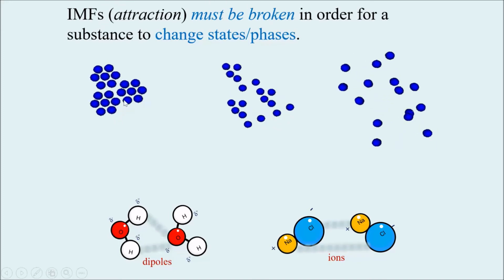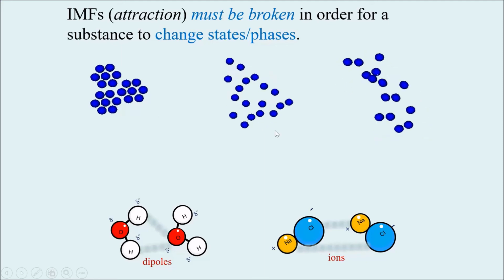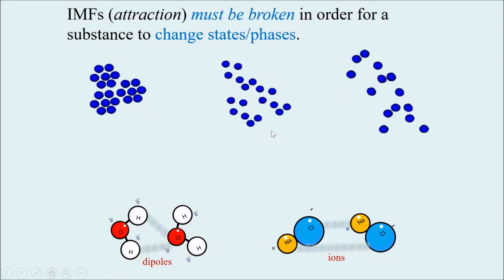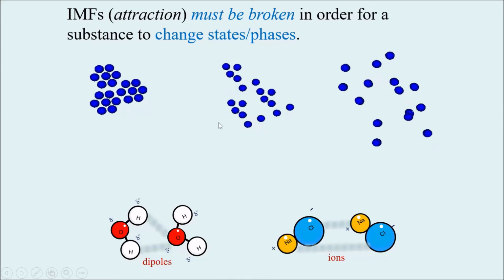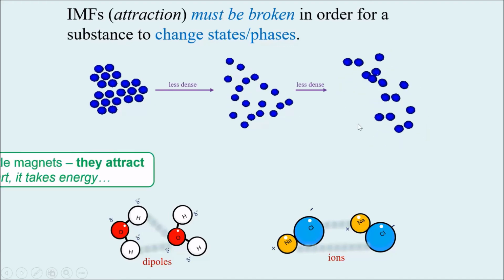So imagine you have a solid and they're held together all tight and they're very attracted in their intermolecular forces. You have to overcome these intermolecular forces. That's a key word there, overcome, to make something be a liquid. Like, you have to work on it to get it to not be as tied together, and even more so for a gas. So we go less dense, less dense.